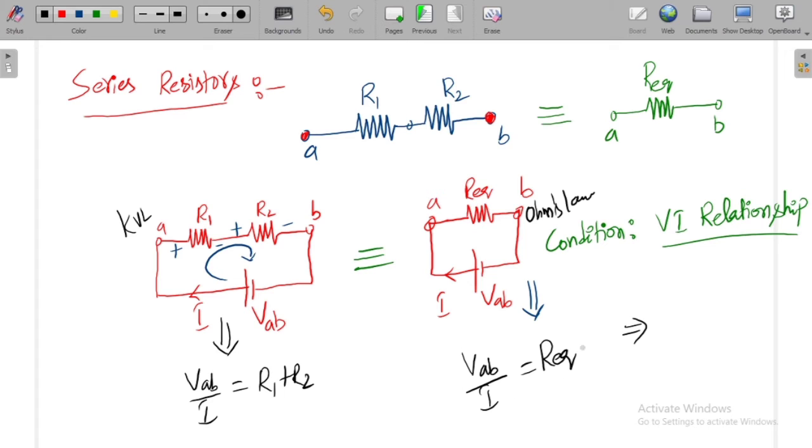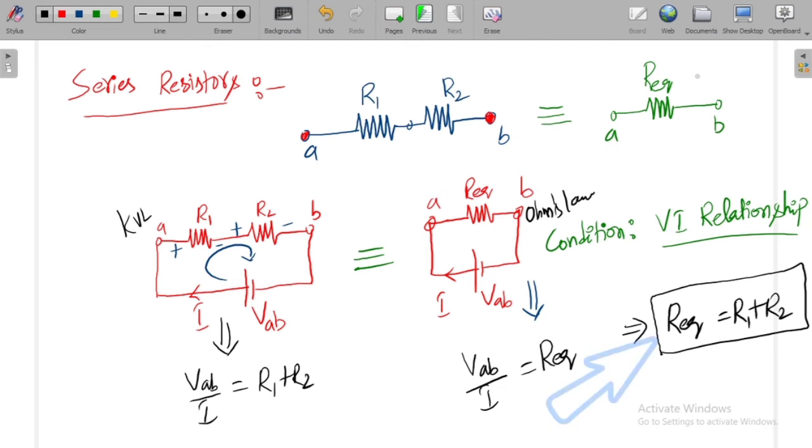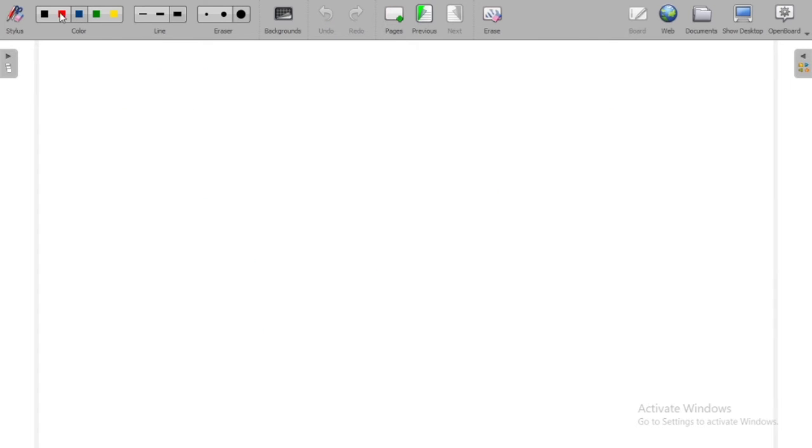Now by equating the LHS values, because the VI relationships should not change, we get R equivalent is equal to R1 plus R2. So in order to get the equivalent resistance of series connected resistors, just add all the resistors. It is very, very simple, right?